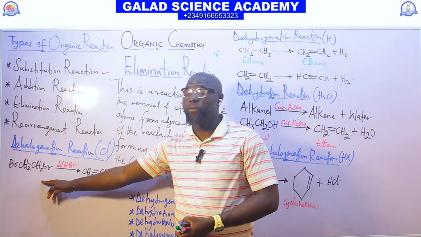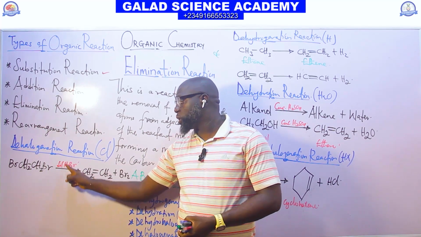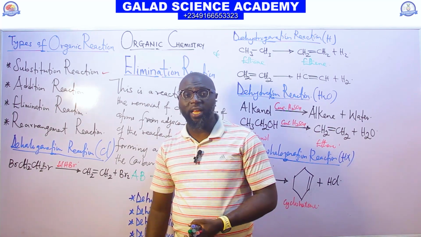1,2 dichloroethane, if it's chloro, not bromo, the air will use what? HCl. And the product will be what? Chlorine gas and what? And ethene.